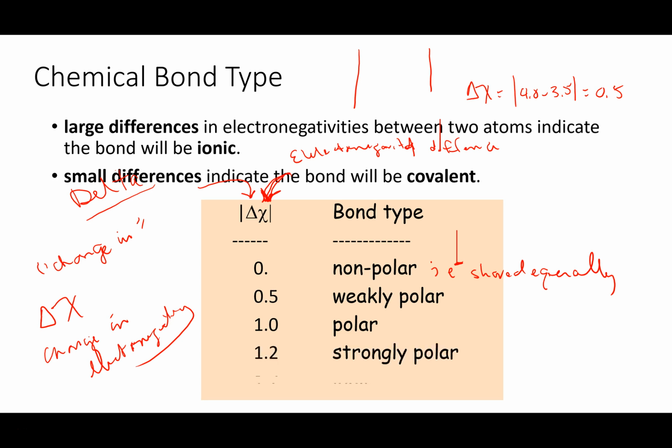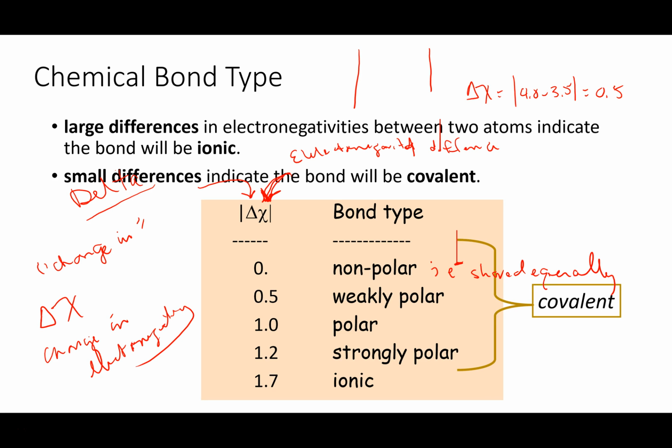1.2, strongly polar. Now, about 1.7, if that's the difference in the tug of war going on between your two atoms, then actually an electron is going to be pushed from the one with the low electronegativity value to the one with the higher electronegativity value. And you'll have a cation and an anion.